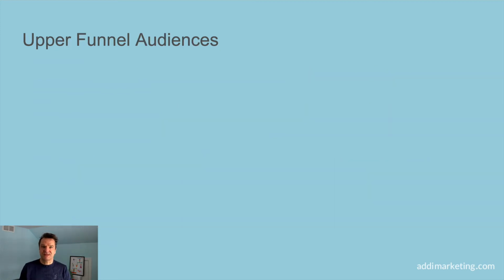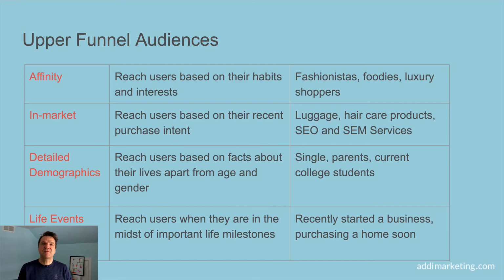Upper funnel audiences is an attempt by Google to categorize all Google searches anonymously and put them into several categories and subcategories. For example, people with similar habits are put into various affinity categories. They can be fashionistas, foodies, or luxury shoppers. People who have been actively searching on Google for specific products or services are put into in-market categories. Some examples are hair care products, SEO and SEM services.